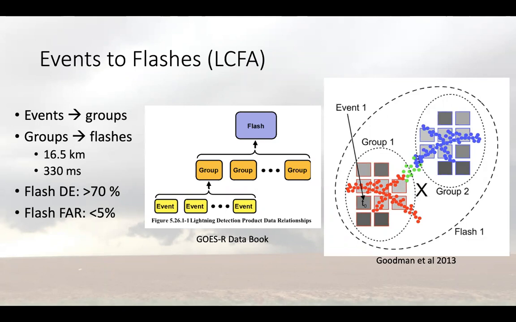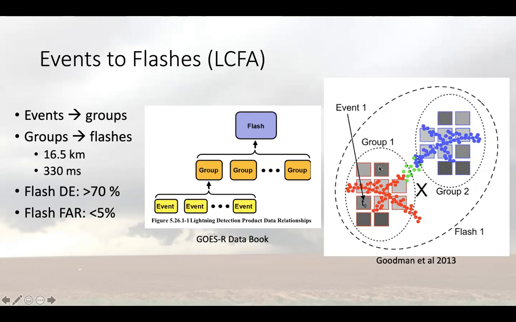Those groups are then clustered spatially and temporally into flashes. Goodman et al. 2013 has a really great figure for that. So you can think of these individual dots as all those LMA sources from before, showing the propagation of the flash. But then these individual boxes here are the events.